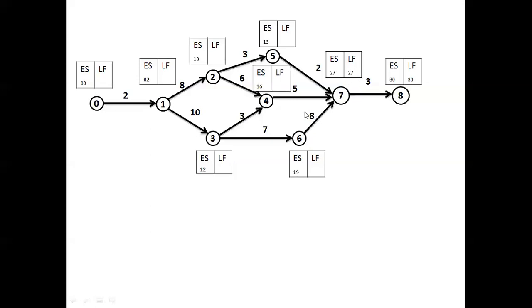It means if instead of 8 it becomes 9, 19 plus 9 will become 28, 28 plus 3 will become 31. So instead of 30, it will become 31. It means if this 6 to 7 activity consumes 1 day extra than the allotted days, then the entire project will be delayed by 1 day. So that is why this is a critical activity. This has to take only 8 days for its execution.